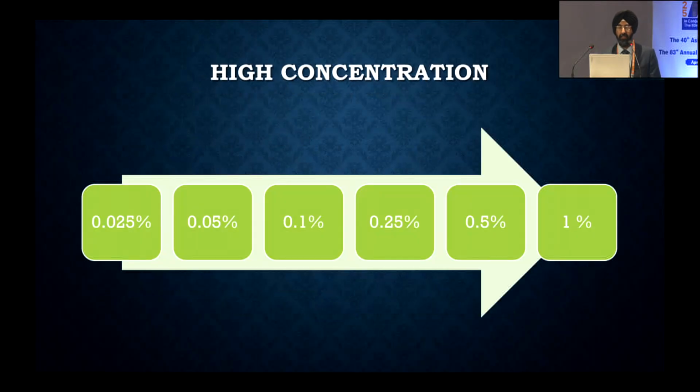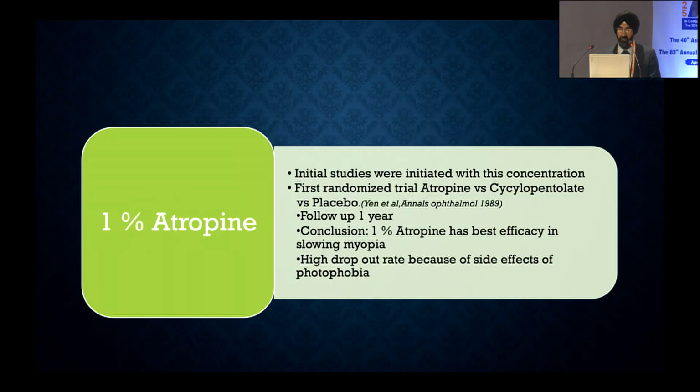So these are the higher concentrations which have been used, ranging from 0.025 to 0.1, 0.5 and 1%, which was early used for uveitis and is commercially available. The first study which was done was on 1% atropine. What they found had the best efficacy in slowing myopia. The problem was the high dropout rate because of the side effects of photophobia.